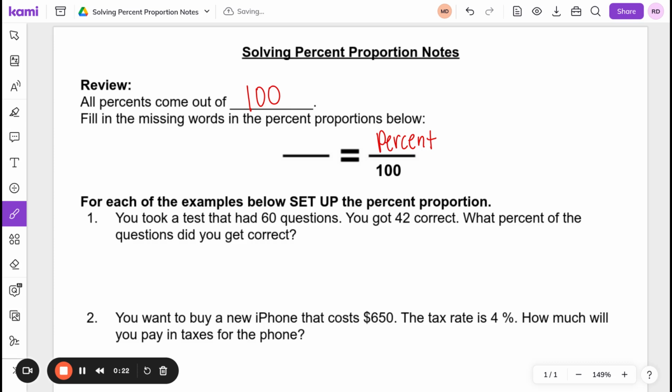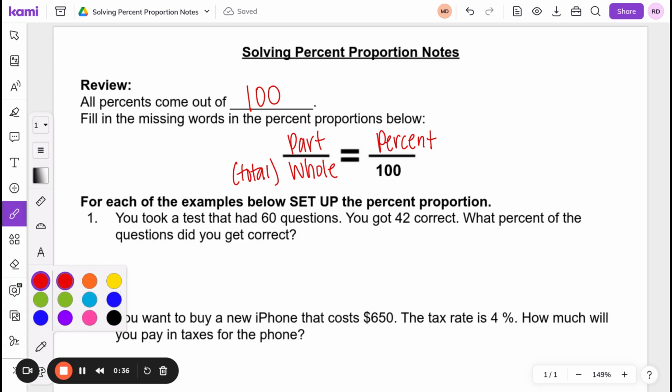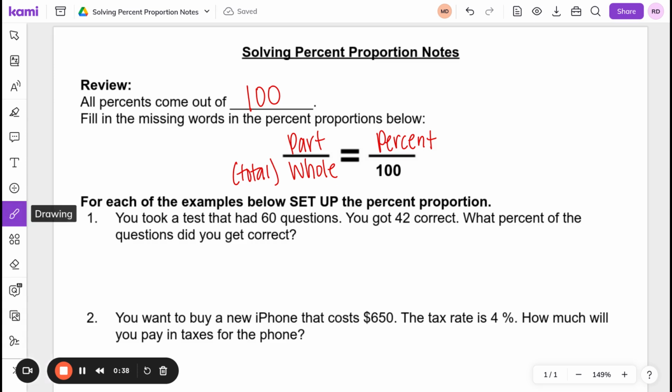And every percent over 100 tells us a part to whole relationship. Sometimes we're going to use the word total to represent the whole, but they mean the same thing. The next part of our notes tell us for each example below, we're just going to set up that percent proportion. So we're not solving just yet.